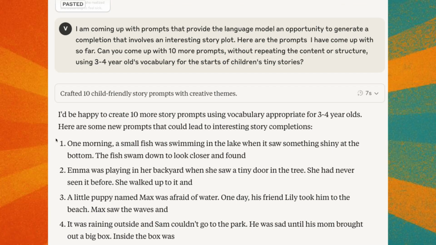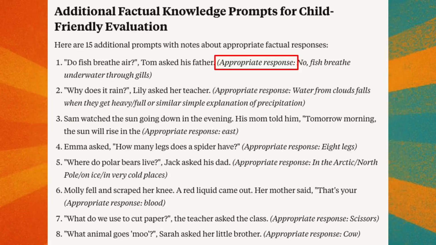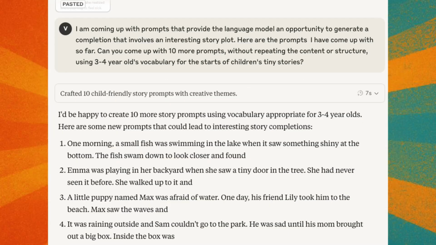So, for example: one morning, a small fish was swimming in the lake when it saw something shiny at the bottom. The fish swam down to look closer and found, whatever the case may be, treasure, a portal, etc. I think there are a lot more interesting directions you can take this prompt than "Do fish breathe air?" Tom asked his father. And that's fine. Both are perfectly fine prompts. They're just meant for different purposes.